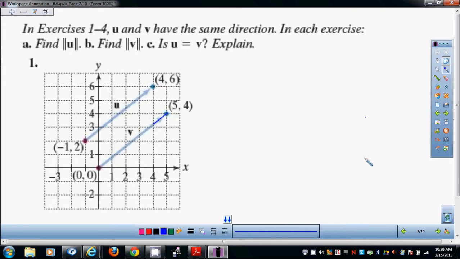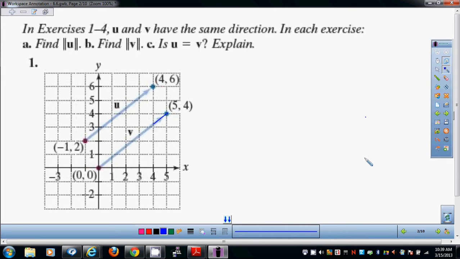So, U and V have the same direction. It tells you in the instructions they have the same direction. In each exercise, see how it says like double absolute value? The word for that is magnitude. The magnitude of a vector is just how long it is.